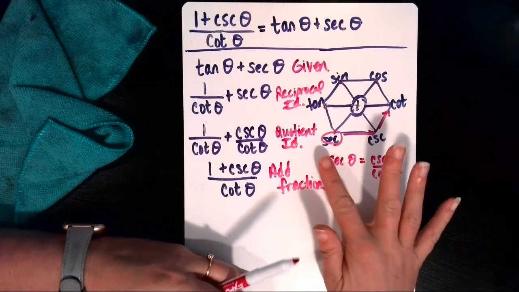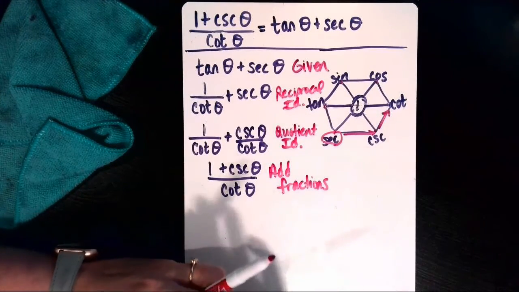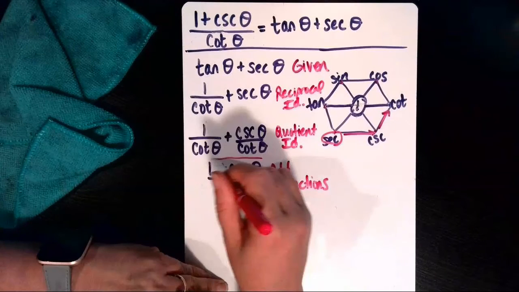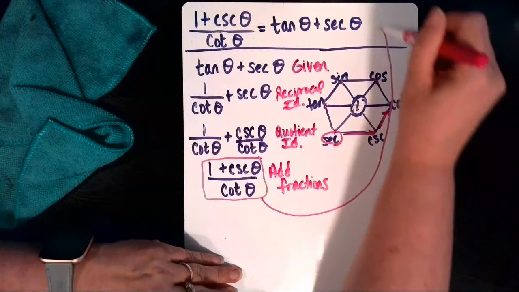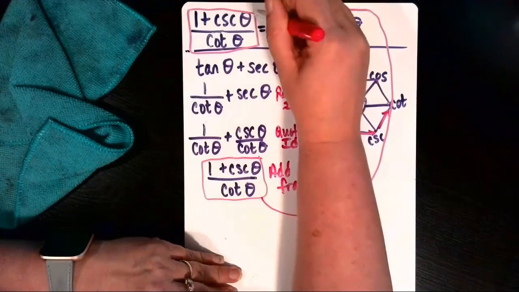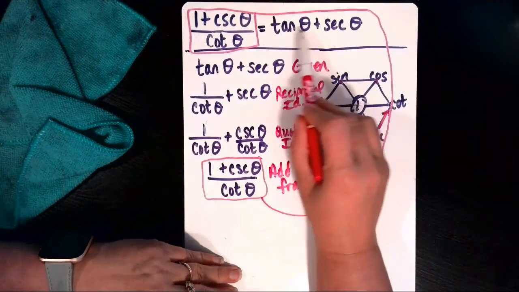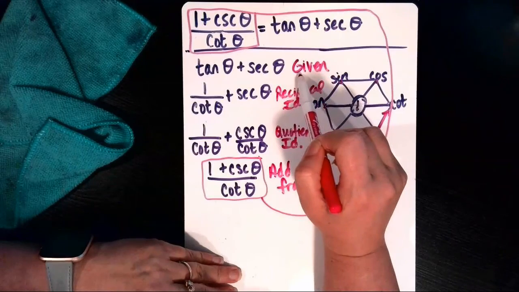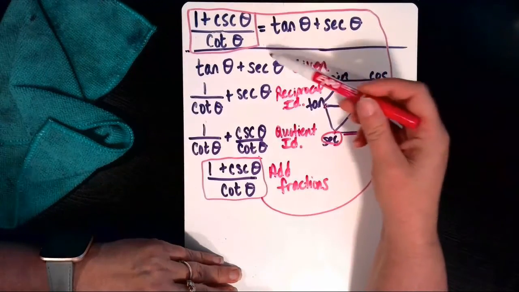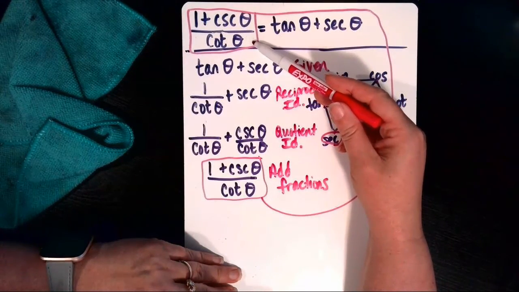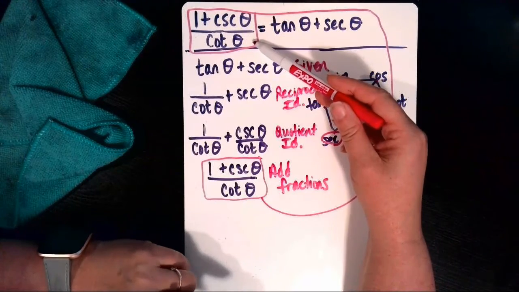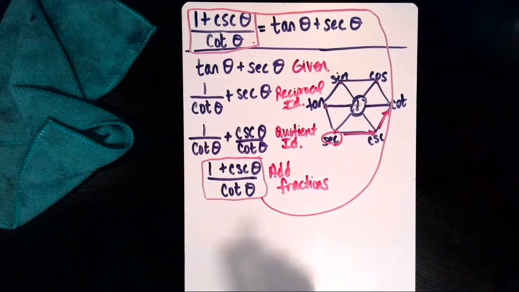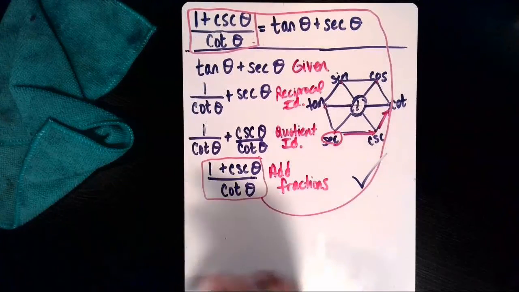Okay, and now we can see that we have arrived at our destination because we have now shown what we set out to show, which was that the tangent of theta plus the secant of theta, that was our given information in step 1, we've now shown that it matches the other side, 1 plus cosecant of theta over cotangent of theta, just like we wanted. And so this trig identity is verified.